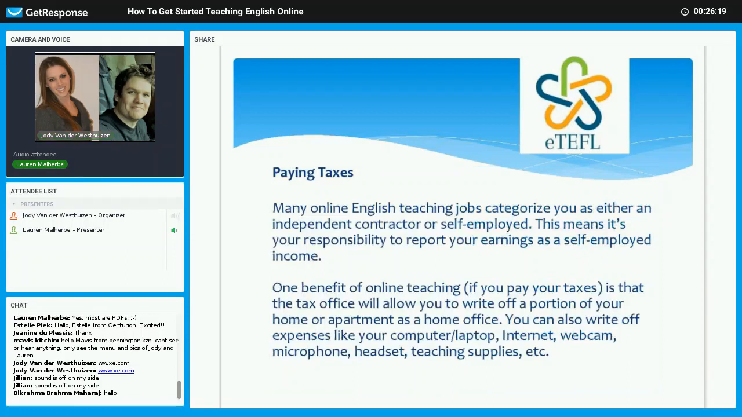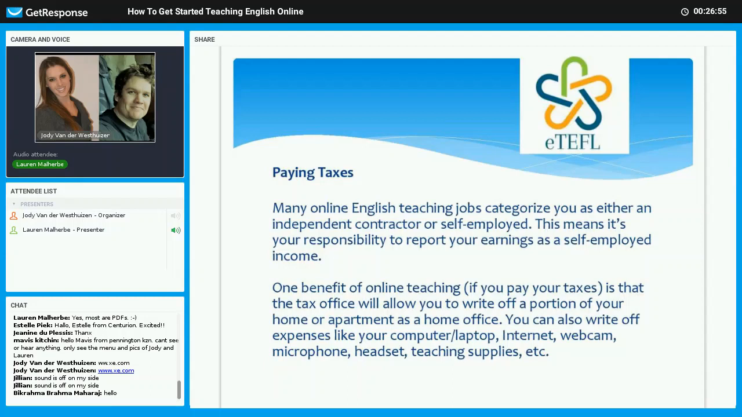All right. And then if you're making all that money, you might have to pay your taxes if you want. That's up to you. Many online English teaching jobs categorize you as either an independent contractor or self-employed. So this means it's your responsibility to report your earnings as self-employed income, okay? One benefit of teaching online, if you pay your taxes, is that the tax office will allow you to write off a portion of your home or apartment as a home office. You can also write off expenses like your computer, your laptop, your internet, your webcam, microphone, headset. Everything that you use for your online business, for teaching online, is deductible.